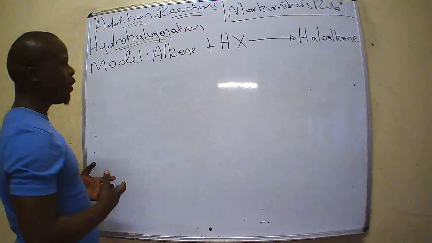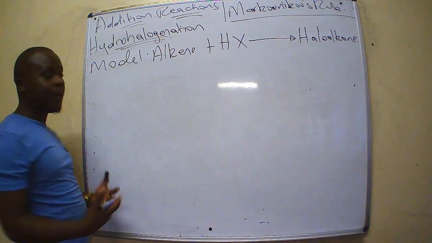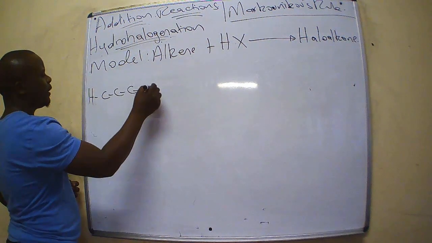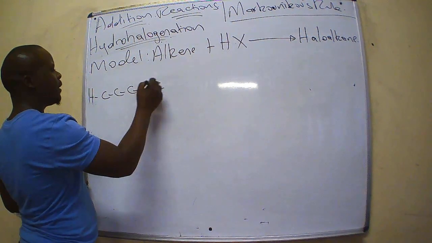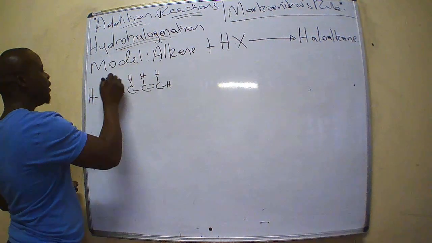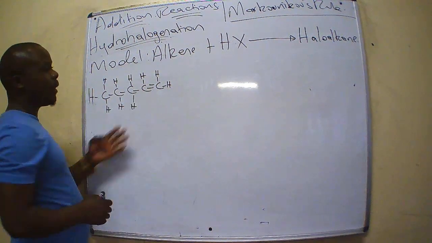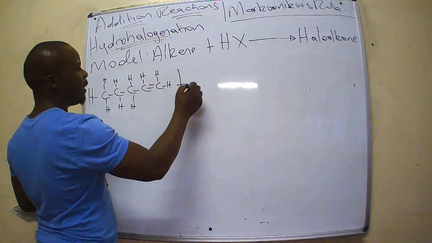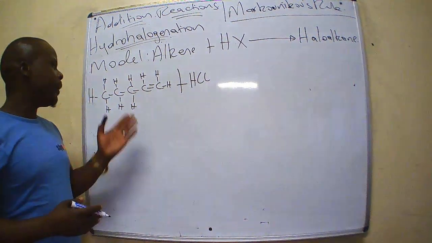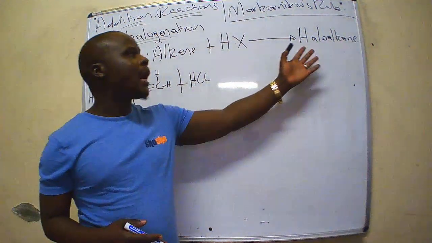Alright, so as we move on, for the alkene that we're going to use, let's get, for example, pentene 1. What is this? This is pentene 1. Let's get pentene 1 as our alkene. So pentene 1 is going to react, in this case, with hydrochloric acid. When pentene 1 reacts with hydrochloric acid, how are we going to get a haloalkane?